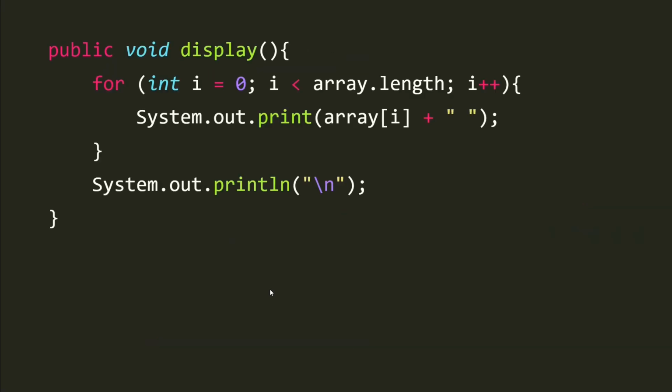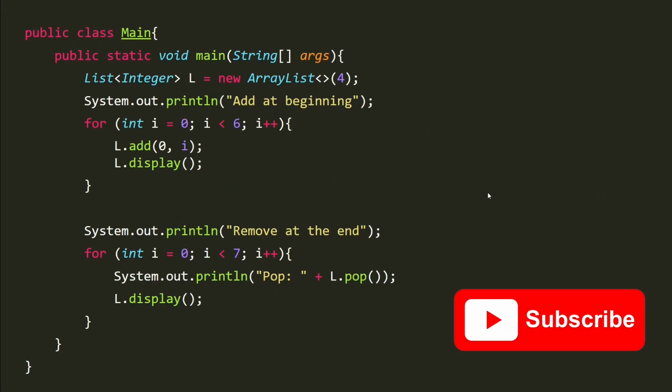And last but not least, here is our display function if you want to display the current state of your list. Finally, we have the main class, and here is our main method. We're going to create the array list that we just implemented. And we can use this to test the methods that we just built. So here we're going to add some elements at the beginning of the array list. And here we're going to remove some elements at the end of the array list.